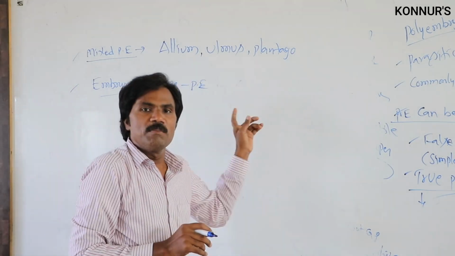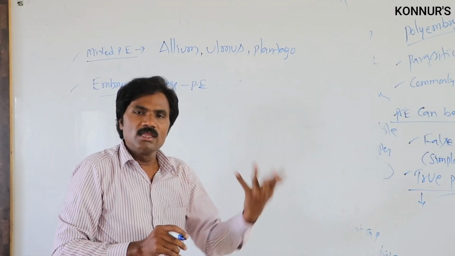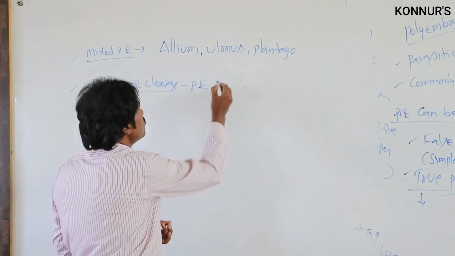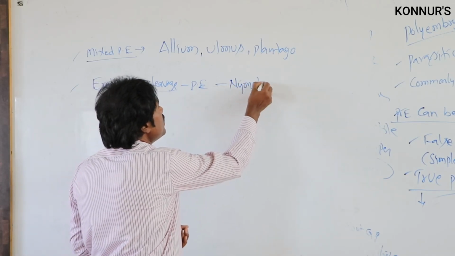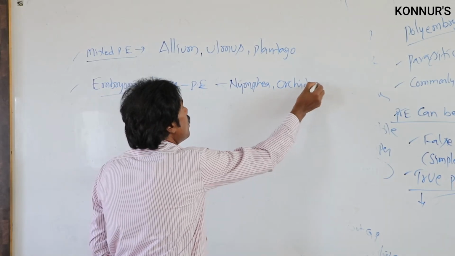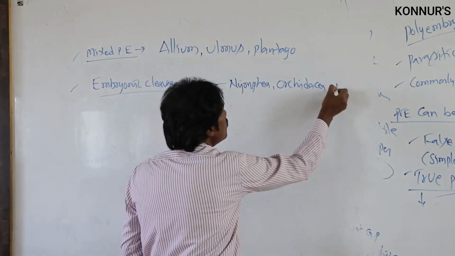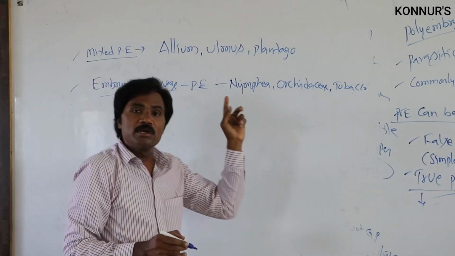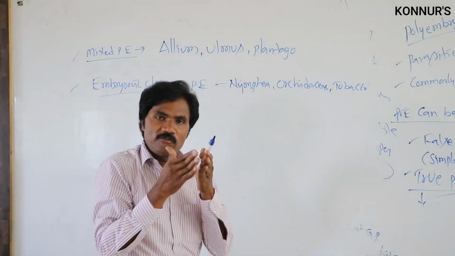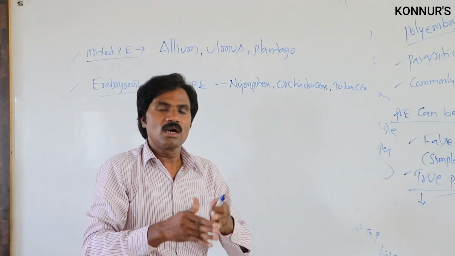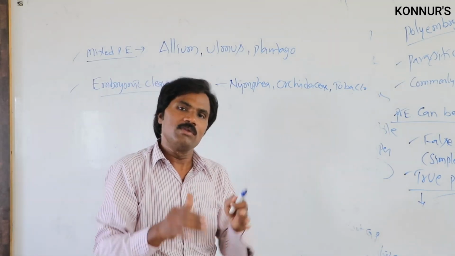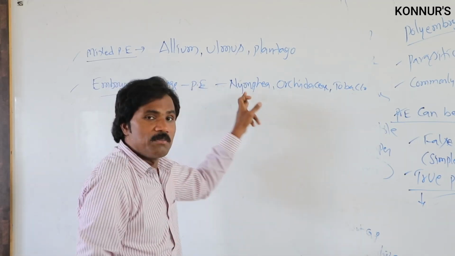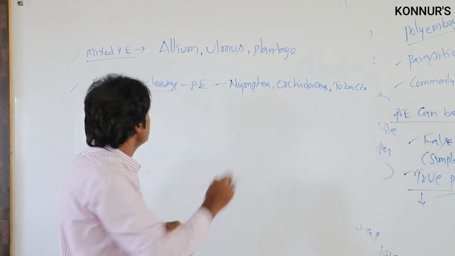Embryonic cleavage is normally observed in Nymphaea as well as Orchidaceae and tobacco plants. That means instead of one, multiple embryos, either two or three or four, develop separately within the ovule. That is what we call embryonic cleavage polyembryony. These examples are important here.